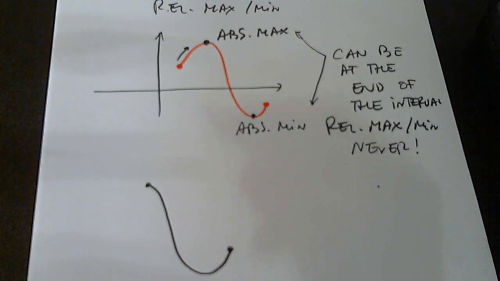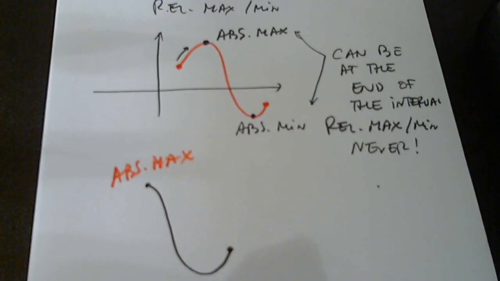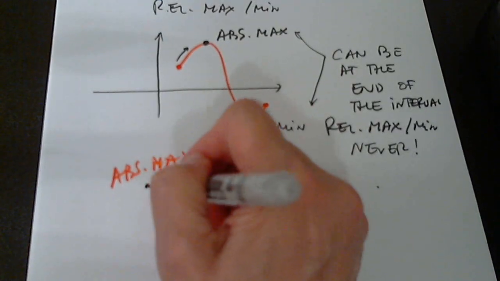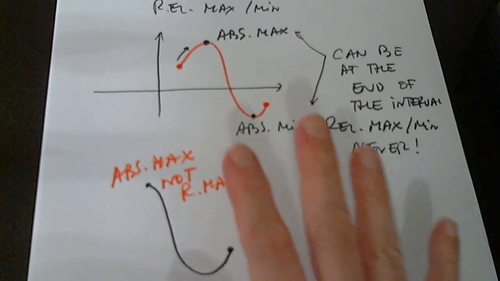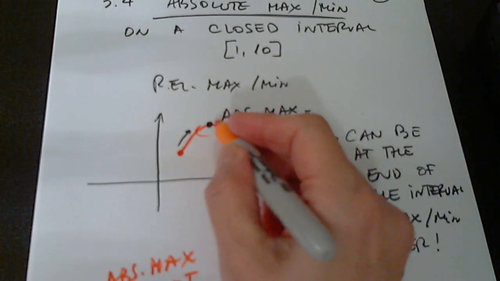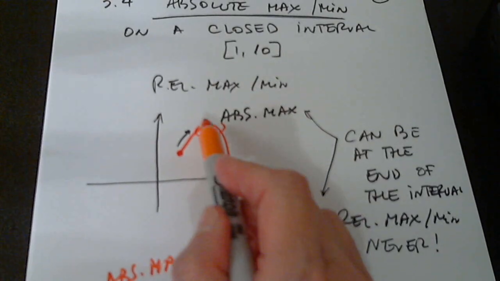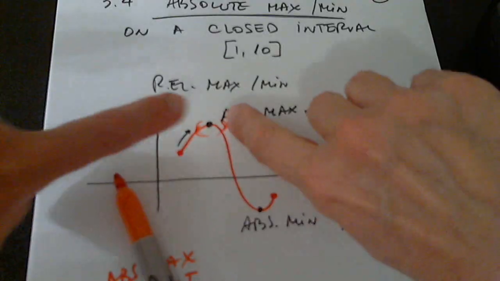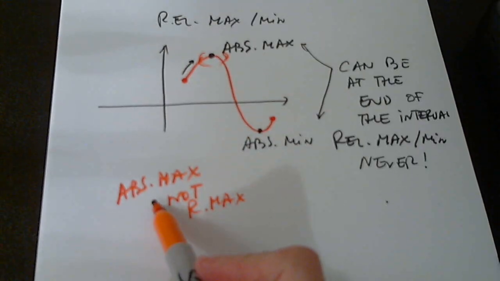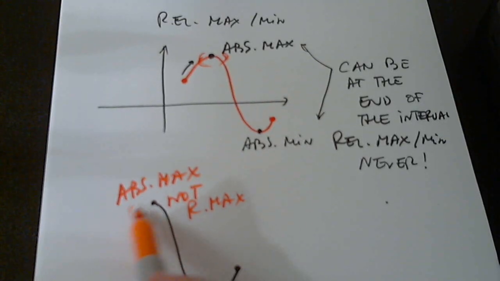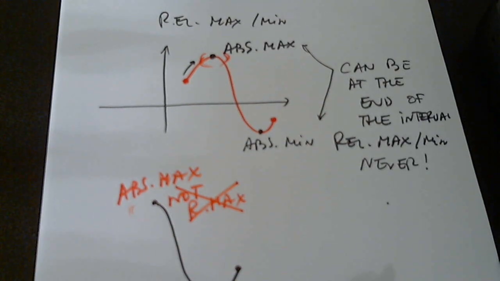This point is the absolute max, but not a relative max. Why? Because the relative max requires a function to exist on both sides. This is a relative max because the function exists on both sides and the function values are smaller. But here, at this point, the function does not exist on this side, so it cannot be a relative max.